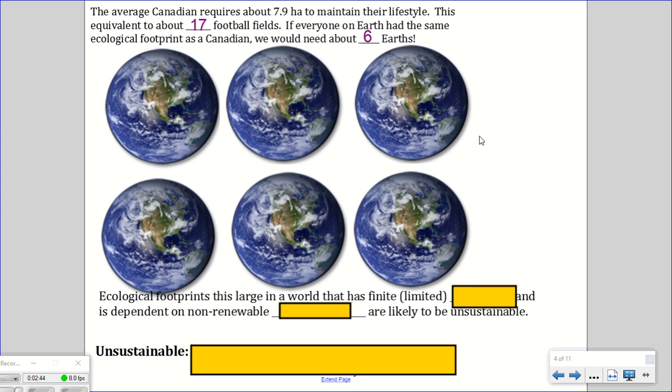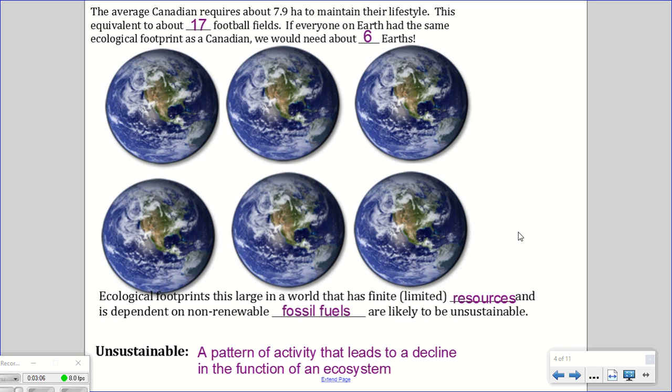Ecological footprints this large in a world that has finite or limited resources and is dependent on non-renewable fossil fuels are likely to be unsustainable. So this is something that cannot be sustained forever over a very long period of time. And by unsustainable, we mean a pattern or activity that leads to a decline in the function of an ecosystem.